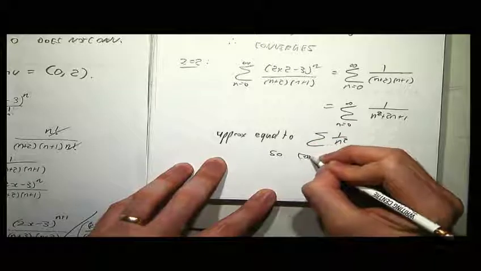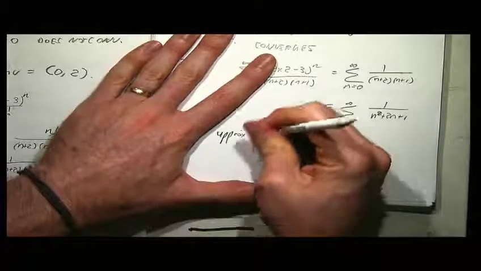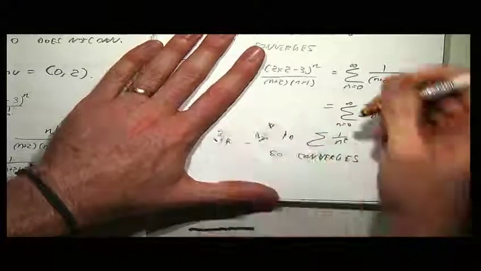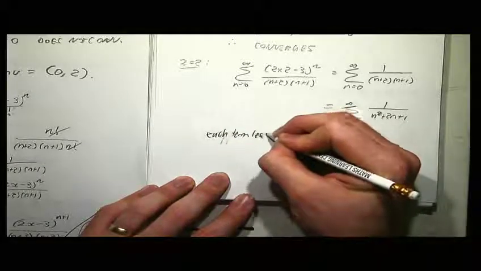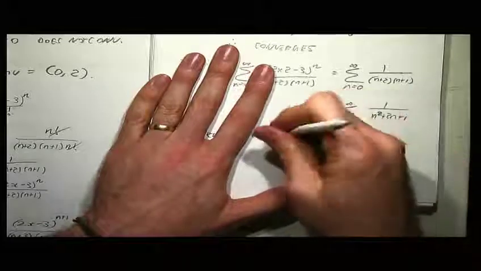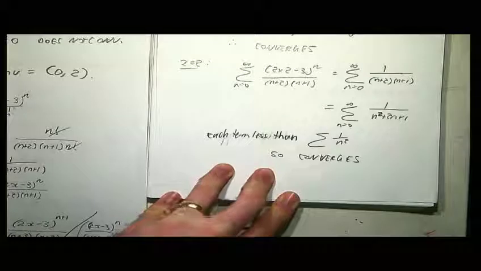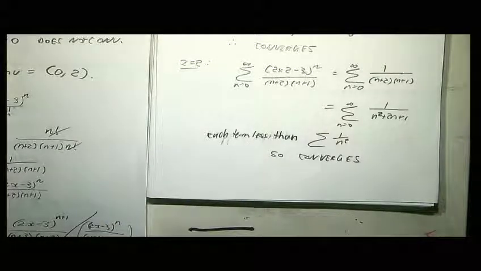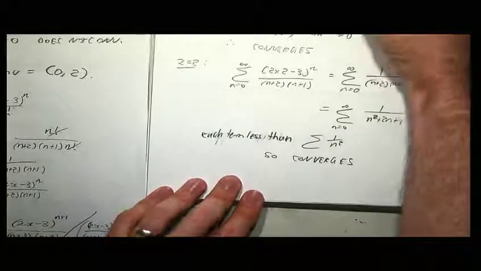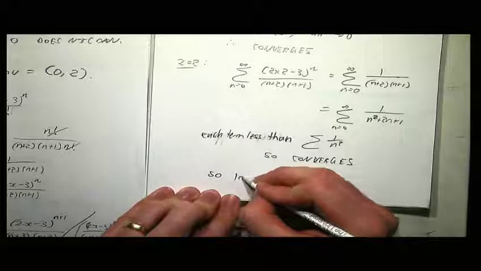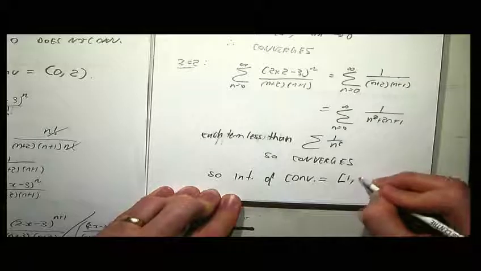It's okay for us to say that. Yep. It's not even approximately equal to, each term is less than that one, and so it converges because that one does. Okay, so that means I have to colour in the 2. So the interval of convergence is actually from 1 to 2.